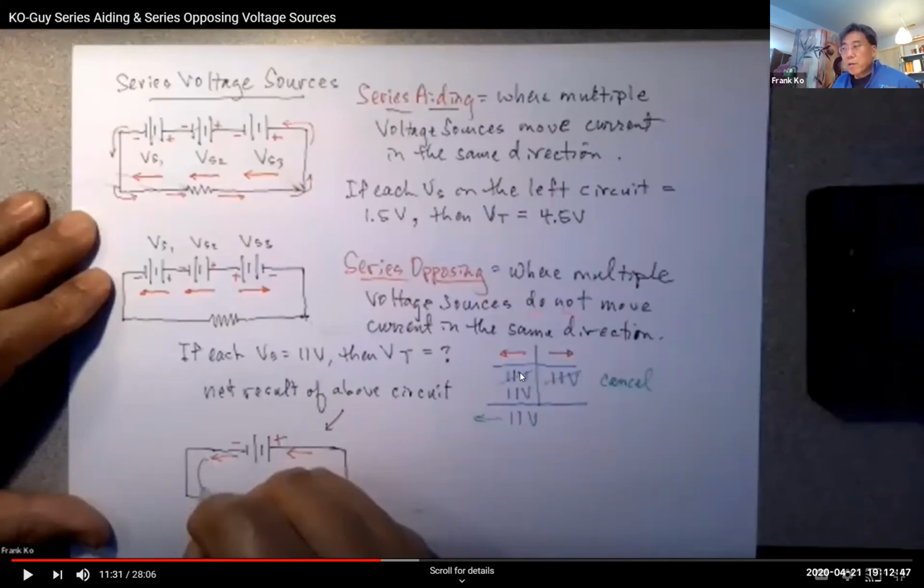So this 11 volts cancels this 11 volts, leaving me a net of 11 volts. That means these three will reconcile to a single equivalent voltage source that moves electrons to the left. That's my final direction, because whichever column has a larger voltage will be the dominant direction. So the dominant direction of these three wired in series opposing is to the left. Review this, listen to the dialogue and the questions that were asked, and you'll have a better understanding of series aiding and series opposing.